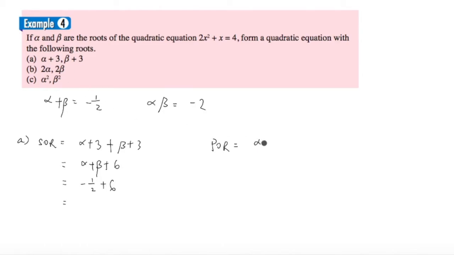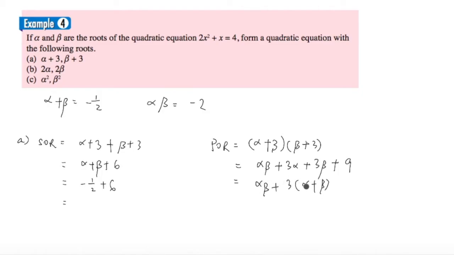These two multiply: alpha plus 3 times beta plus 3. For this one we expand, front and front, front and back, back and front, back and back. Then you will get alpha beta plus 3 alpha plus 3 beta plus 9. These two we can factorize because both have 3. Why we factorize? Let's see. This one I copy down. Factorize the 3, you get alpha beta plus 3 times alpha plus beta plus 9.